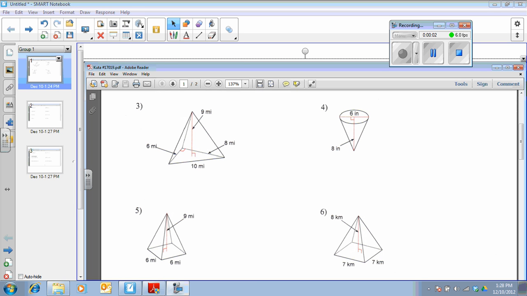This video goes with Kuta handout, and it's marked Kuta handout number 17, but I made a mistake. It really should be Kuta handout 18, so students can make that adjustment. A couple things we're doing.